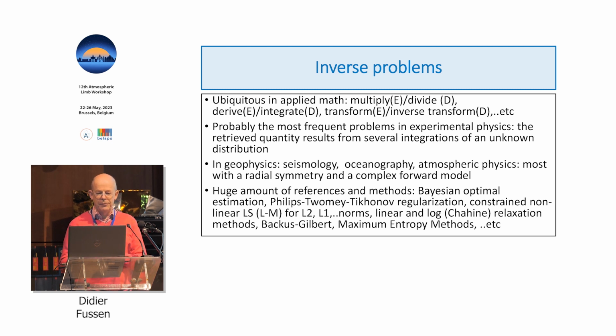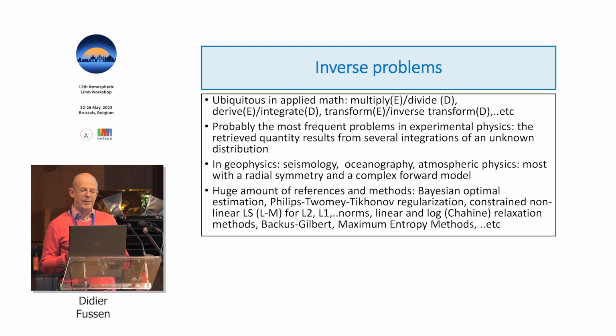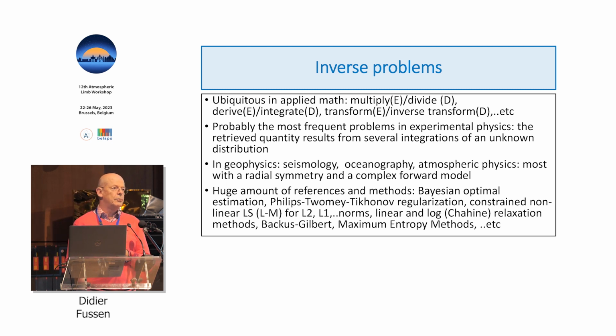And you know, in geophysics, seismology, oceanography, everywhere, you have this kind of problem, mostly with radial symmetry and also a complex forward model. Probably many of you have met methods to invert: Bayesian, Phillips-Twomey, Levenberg-Marquardt, Chahine, Backus-Gilbert, etc.